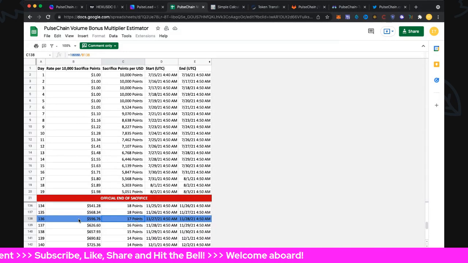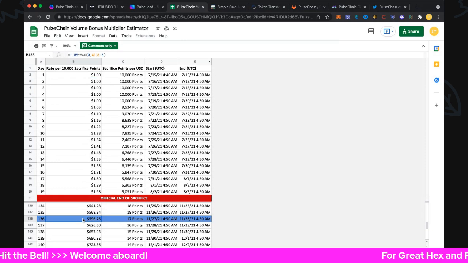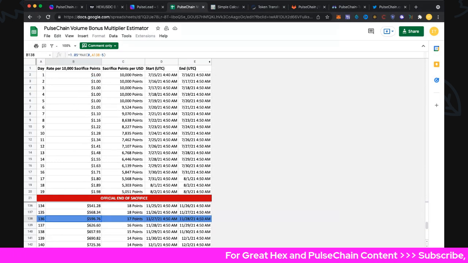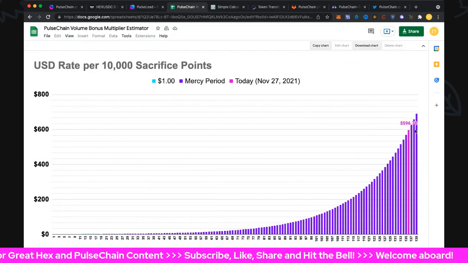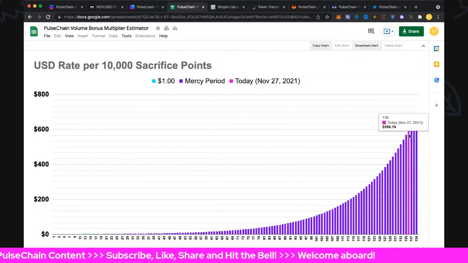Amazing, amazing, amazing. And for 10,000 points, you would have paid $1. Now you pay $596.76. So just take that into account. Here's another way of looking at it, of course, for the point cost. We're almost at the end of this chart. So I'm going to run out of data here because this chart's read only. So we're almost at the end here, and $596.76.